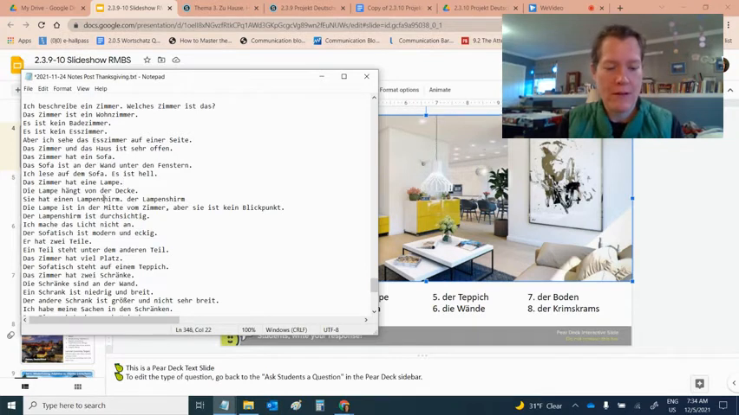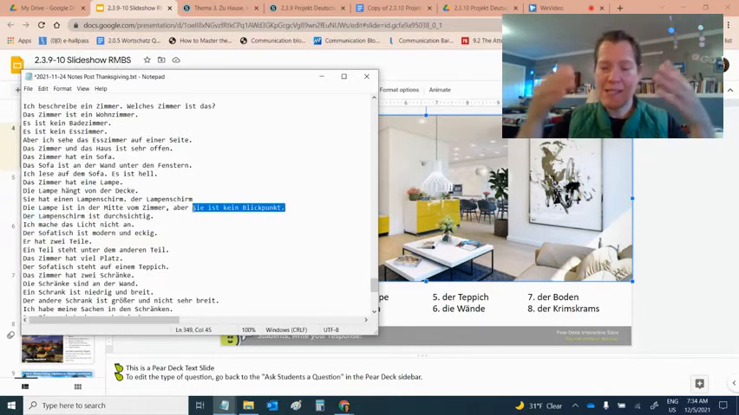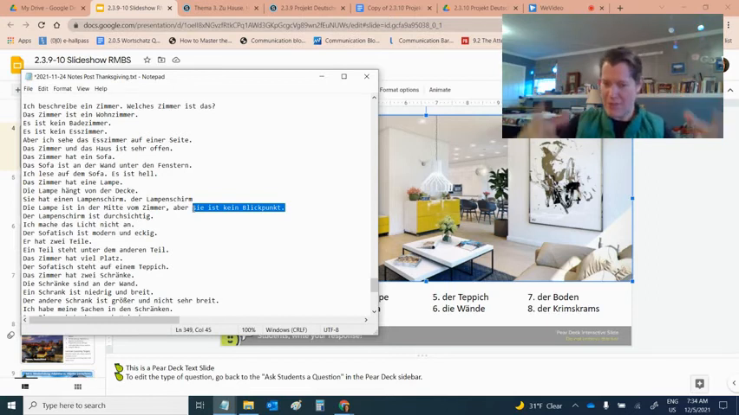Wait, I spelled that wrong here. I corrected that. Oh, I know what I did. I restarted my computer and I hadn't saved that. Lampenschirm. There we go. Der Lampenschirm ist in der Mitte. Okay, it's in the middle. I'm describing where it is. But this is important, and I had to look this up. I want to say it's not the focal point. It's not the main thing in the room.